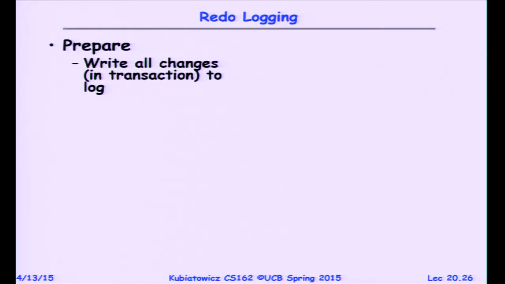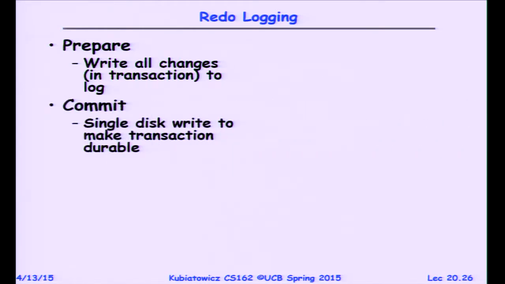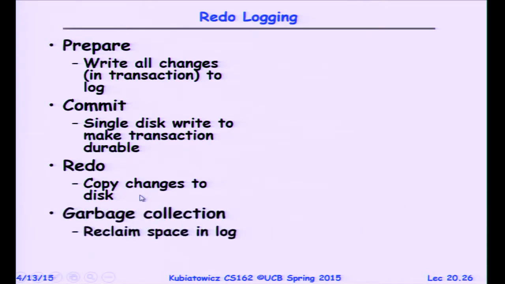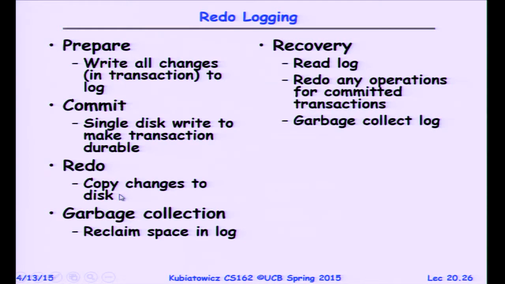Okay, so let's look at logging here. So the idea behind redo logging in particular is we write all the changes to the log, we commit with a single disk write, and then redo is finally copying the changes to the disk afterwards. Okay, and then garbage collection is reclaiming space in the log. So notice that we always write to the log first, and then we write to the file system. So this is what's often called write-ahead logging. It's got to be in the log first, and then you put it on the file system. Okay? And recovery is you read the log, and you redo any operations for committed transactions, and then you garbage collect the log at that point.